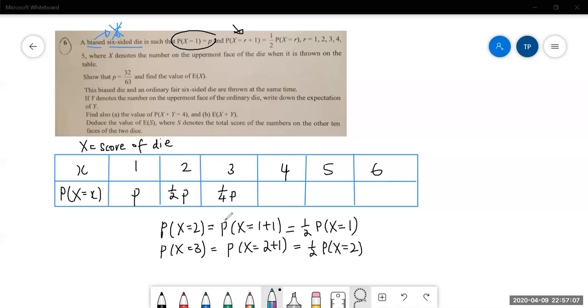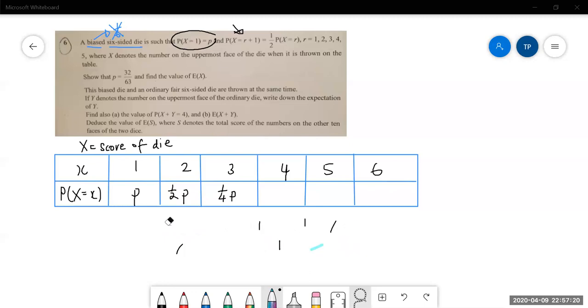Make sense? So up to this particular step, we can already see a trend. What do we see here? Just half. There is a common ratio. Ratio, very good. Which turns this into a GP, right? Because from here to here, we times half. From here to here, we times half. So we can already foresee that from here to here, we are going to times half, and so on and so forth.